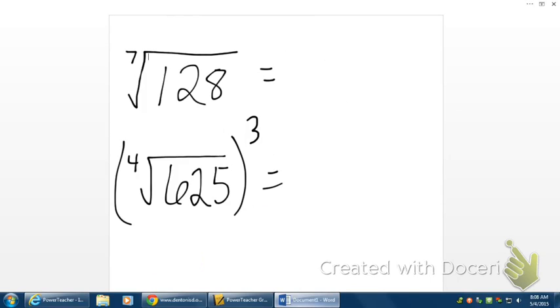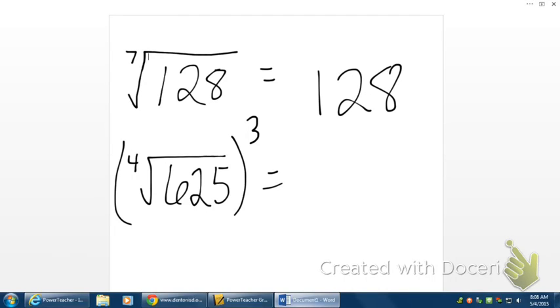If I want to make these radicals and put them into a fractional exponent, what would this be? What's the answer to this first one? If I wanted to make this into a number and a fractional exponent. Well, first off, we know we're going to deal with the number 128. Okay? If I want to make that into a fractional exponent, I want a fraction as my exponent.